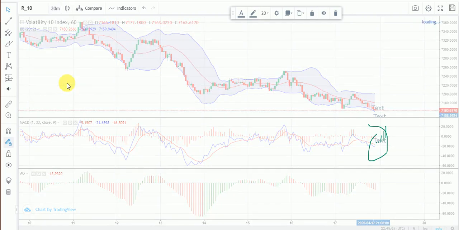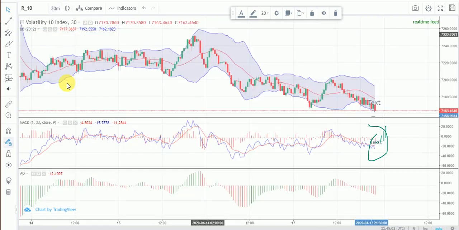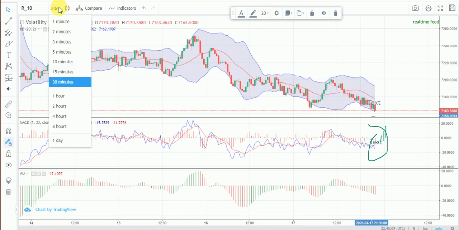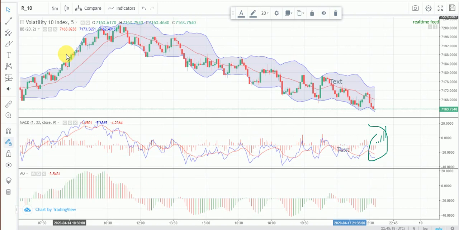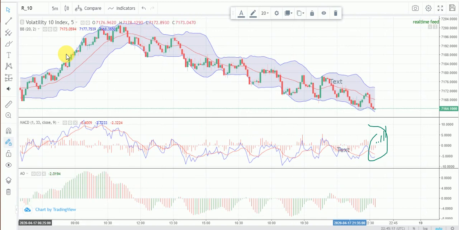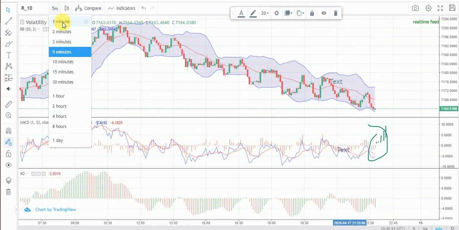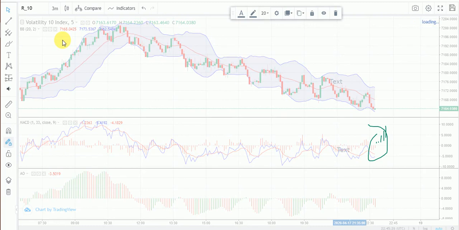Now you have checked 1 hour. How is it performing in 30 minutes? Is it falling or rising? What is the overall trend? You can see that it is falling in 30 minutes. Now how is it performing in 10 minutes? You can check 10 minutes too. In 5 minutes, it is showing that it is falling very well. Now how is it performing in 3 minutes?